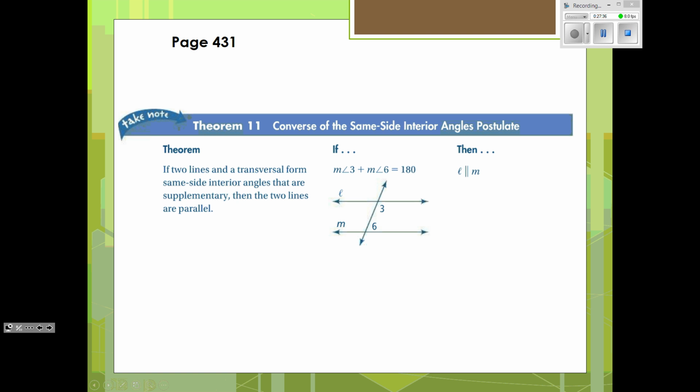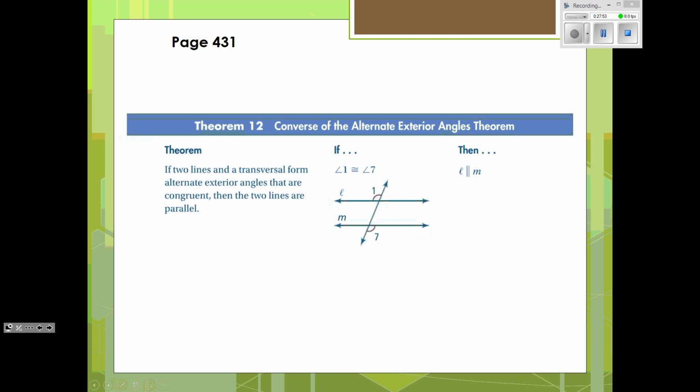Converse of same side interior angles, okay? What this is saying is that if you have two same side interior angles that add up to 180, then the lines must be parallel, right? They're always going to get back to the lines must be parallel if that's the case, okay? And then the converse of alternate exterior angles. So if you have alternate exterior angles that are congruent, then the lines that form them are parallel, okay?